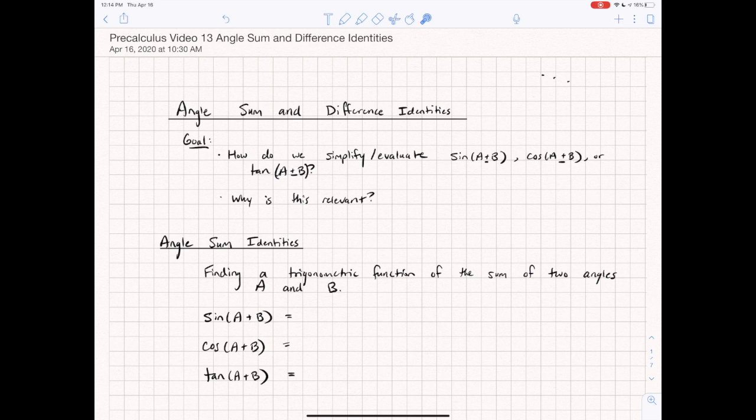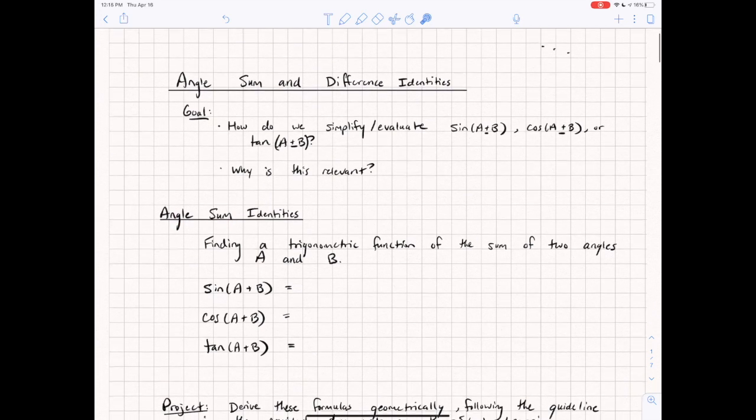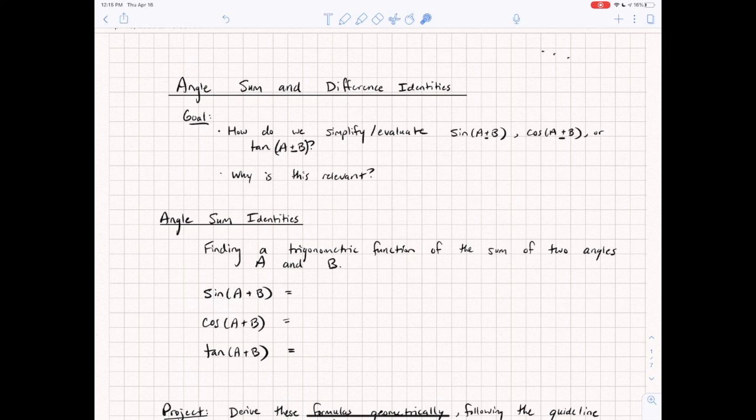And so to start, I'm going to break down the identities and we're going to look at them individually. So what if we just did angle sum? Finding a trigonometric function of the sum of two angles, where I'm going to call those two angles A and B. Essentially what we're doing is saying, I want to know what is sine of these two angles being added together, what is cosine of these two angles being added together, and what is tangent of these two angles being added together.